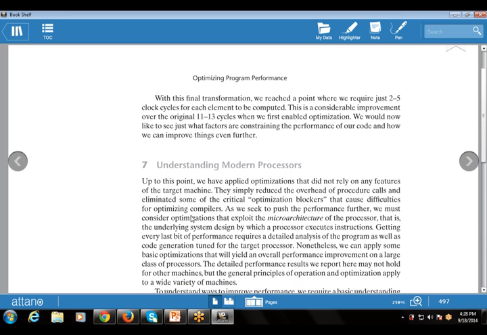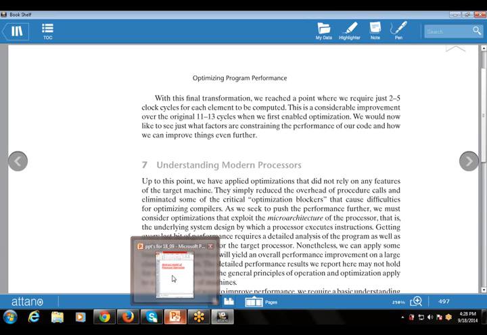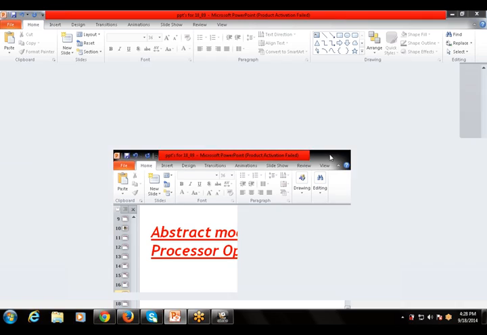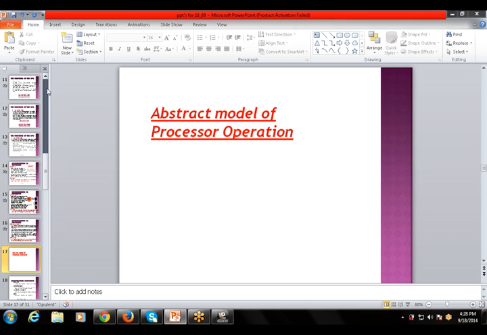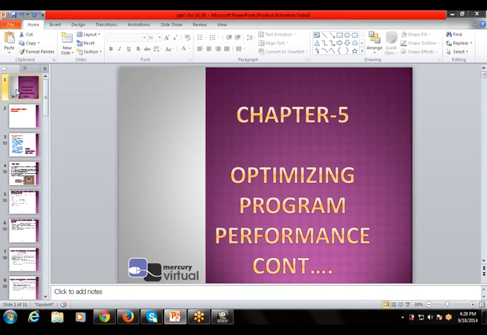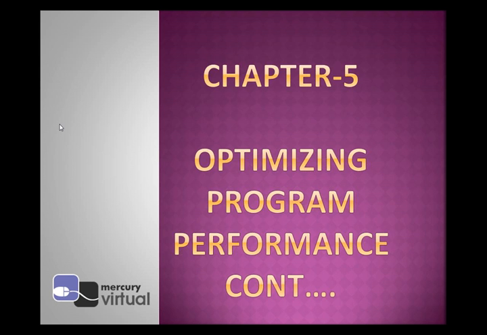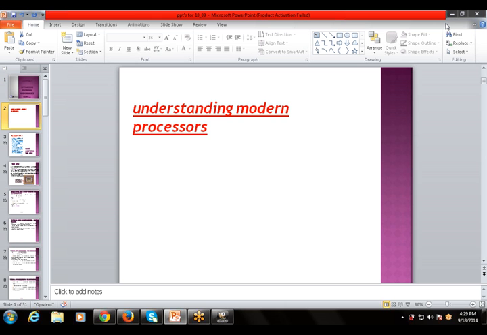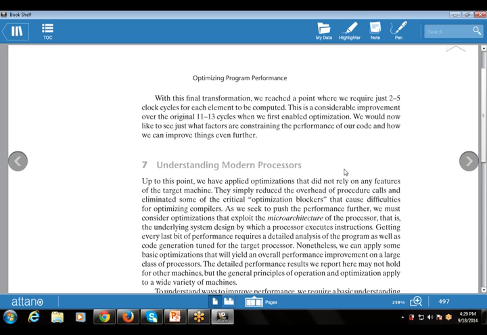Now, today's next topic is understanding the modern processor, that is how to understand the modern processor. So today I am going to start with your next topic, understanding the modern processor. First of all, what is a processor? Processor is a CPU, that is the central processing unit.